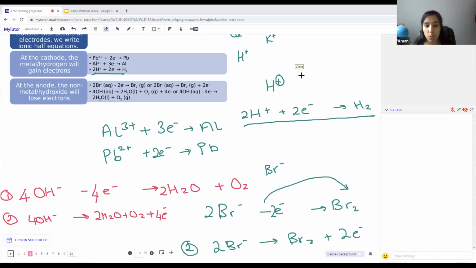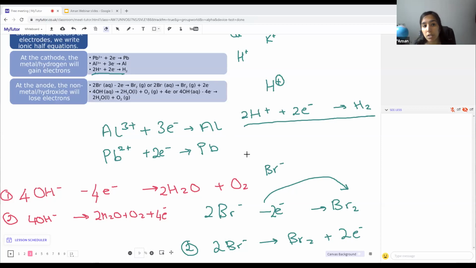Which year is this taught in and what grade would this be? So this is a higher tier topic. Half equations, I believe, are grade 7 to 8. When would you need to reduce hydroxide if it's not a halide? Do you mean produce hydroxide? I'm not sure what you mean there.